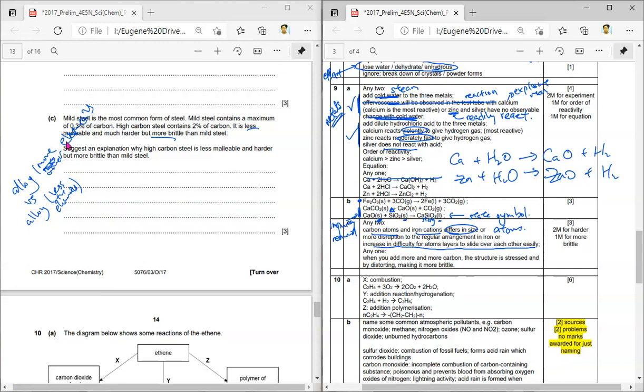Okay, now the other one is, when you add more carbon, it distorts the arrangement because it's no longer regular. Therefore, when you hit it, it's easy to disrupt the whole arrangement. Also, it's brittle. Okay, so just take note of this part over here.